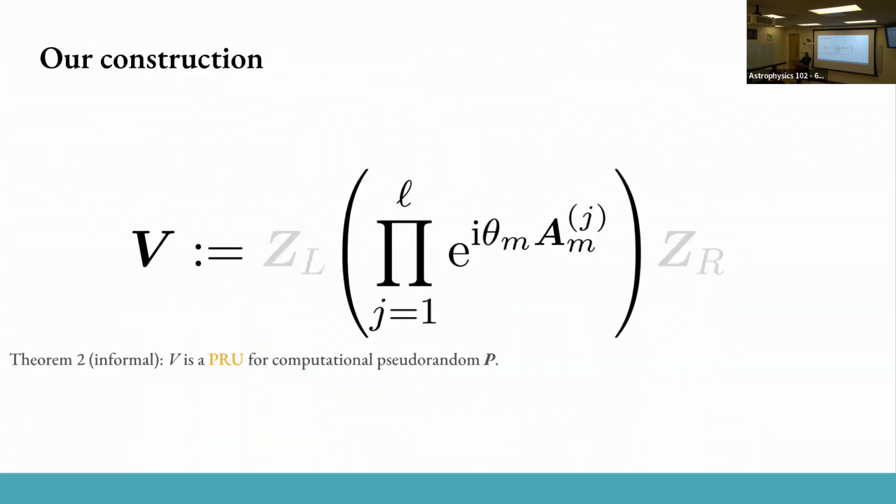But our theorem is that this object is a PRU, a computational pseudorandom unitary, when you replace those permutations with pseudorandom permutations. So the ones in these Z's and also in these A's, if all of those were replaced with pseudorandom permutations, then this object is a pseudorandom unitary. Mark Zhandry showed quantum secure pseudorandom permutations exist in 2016.